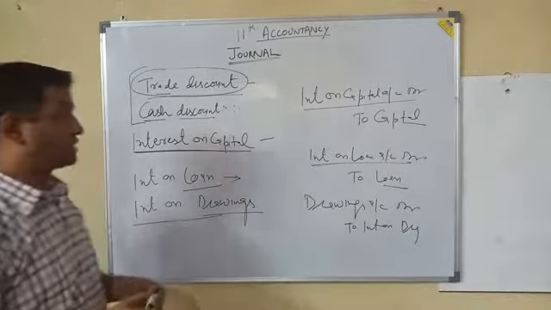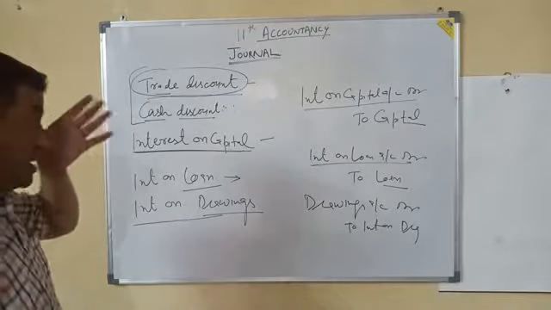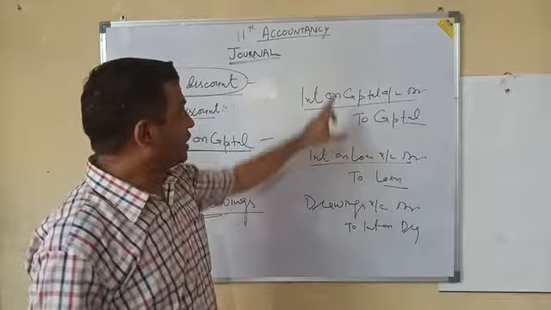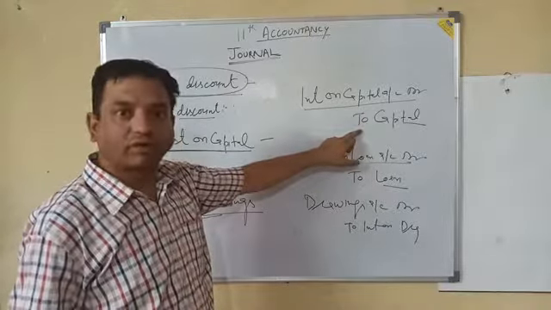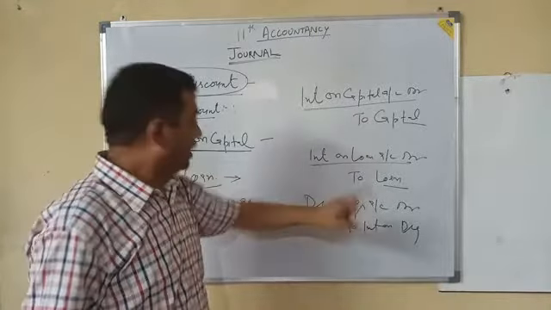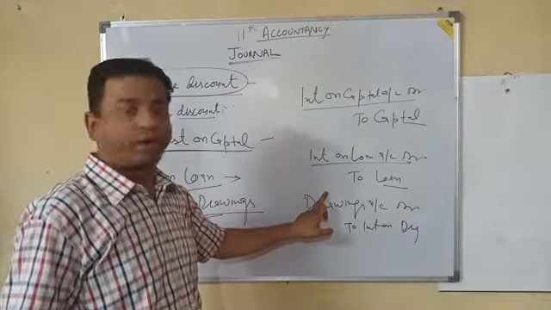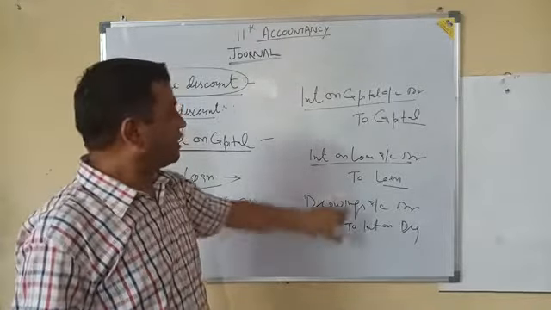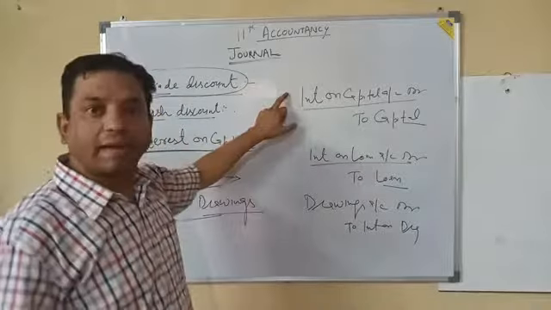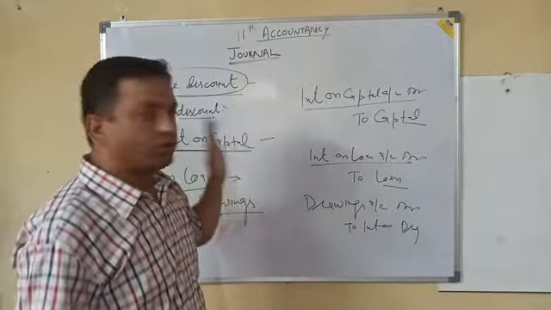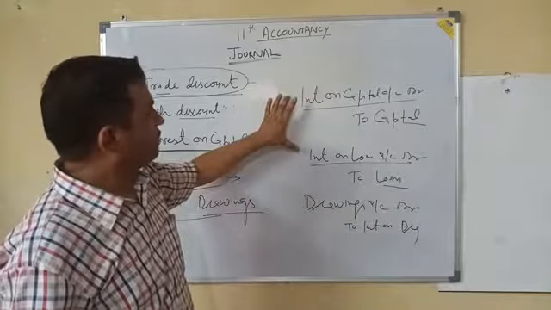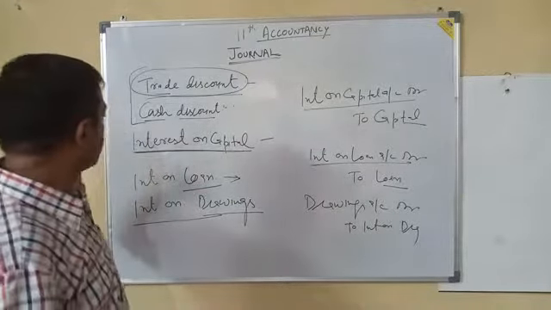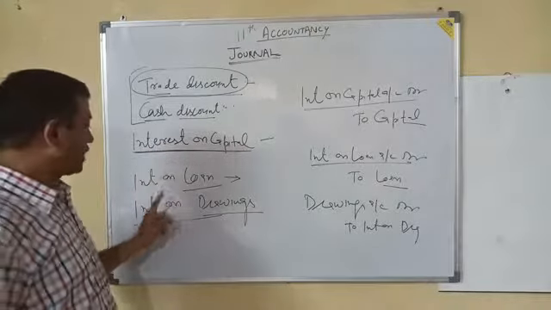Now let me tell you one similar thing in these cases: whenever you charge interest on anything, that will increase. Here you are charging interest on capital, capital will rise; here loan will rise, and here drawings will increase, right? But interest on drawings is an income, so that's why it is credited. Interest on loan and interest on capital are expenses for the firm, so that's why they will be debited. So this is all about trade discount, cash discount, interest on capital, interest on loan, and interest on drawings.